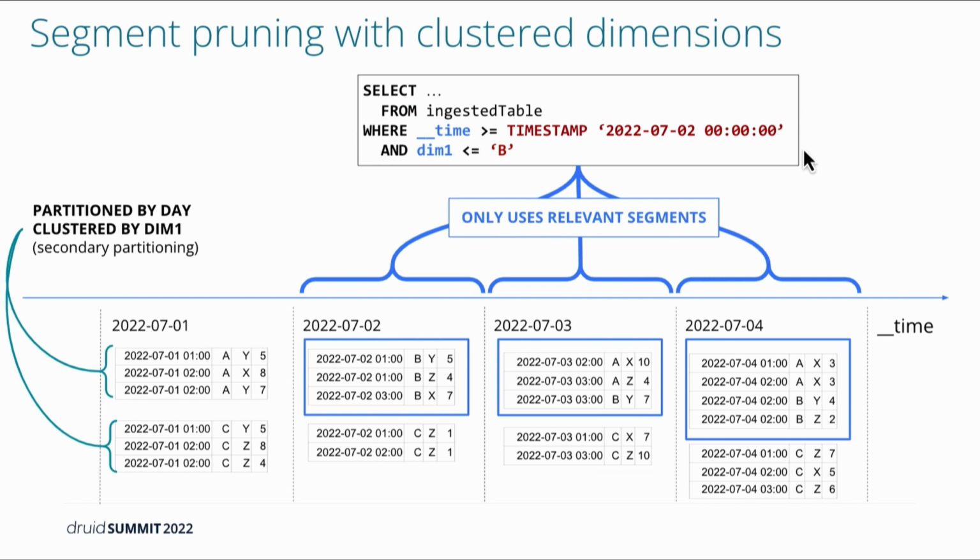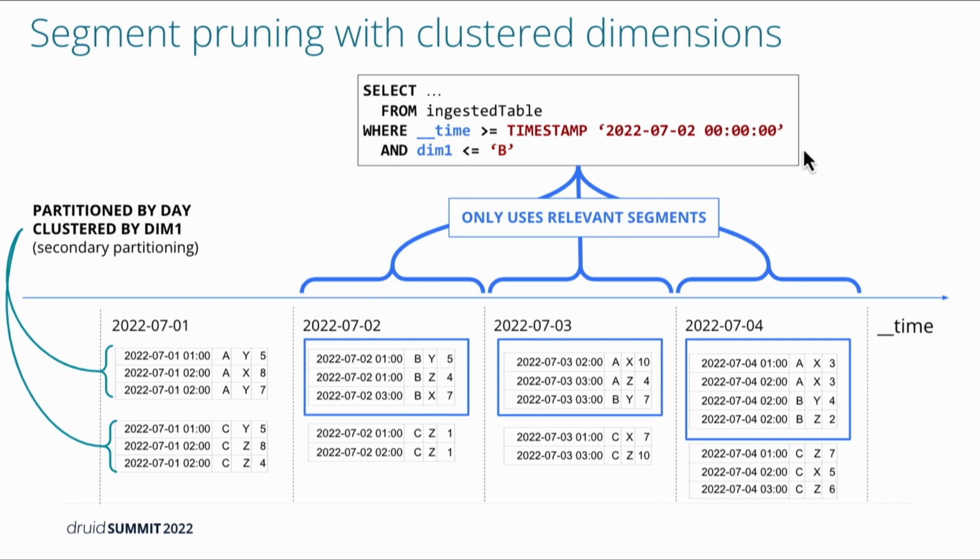Now, since we also clustered by dimension 1 in this case, if you specify as part of the where clause a condition on the cluster by dimension, that can be either equality or an inequality condition on that dimension, that will allow it to select a subset of the segment files within each time interval.